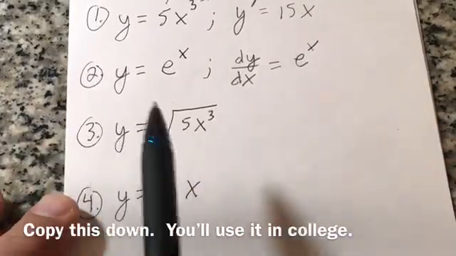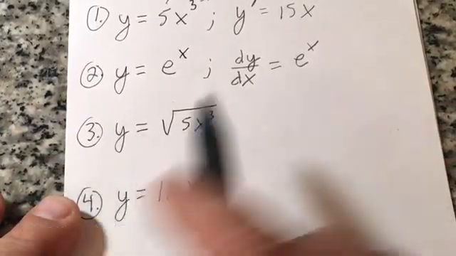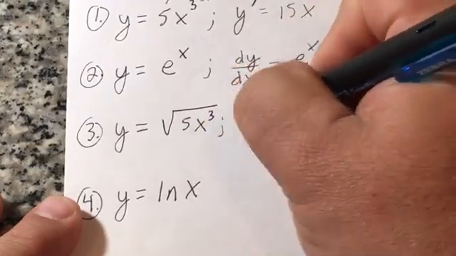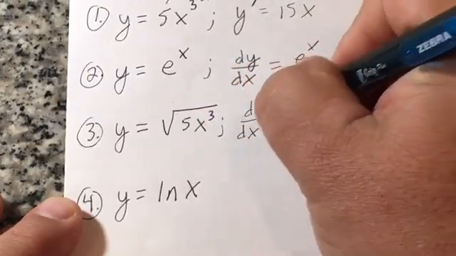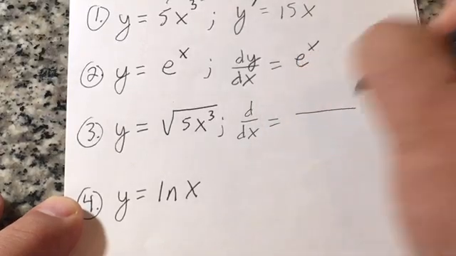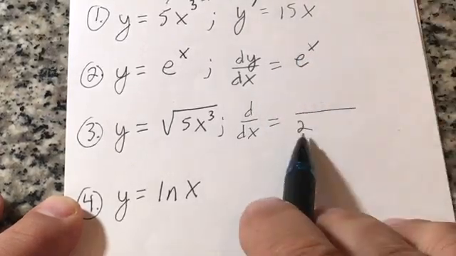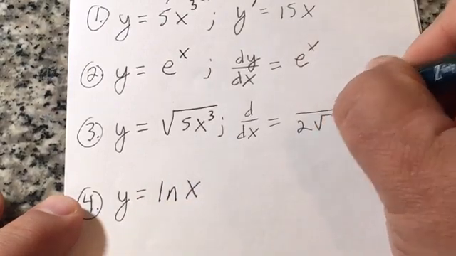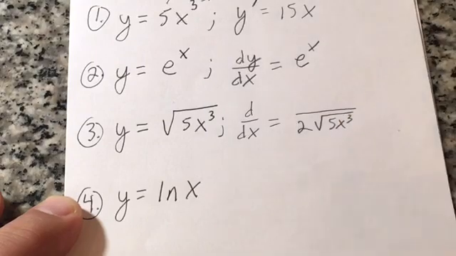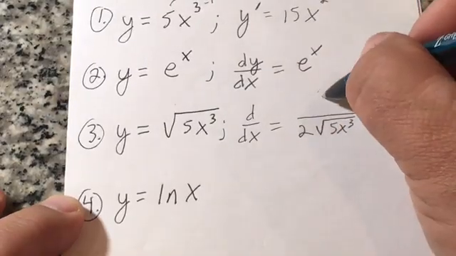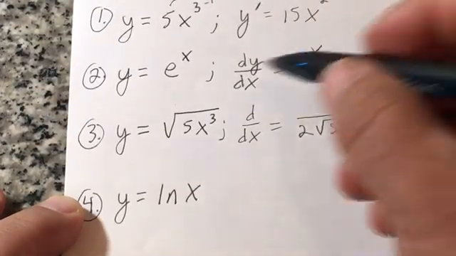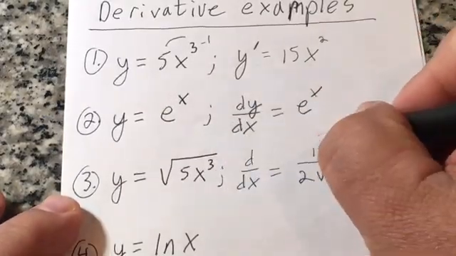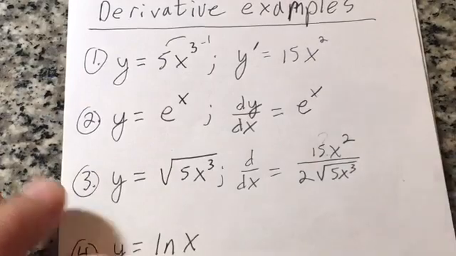This one, there's a move to. I don't want to do all the rules for it, so there's a little move. So d dx, another way to say that you're taking the derivative, equals, all you got to do is write down a 2 underneath the fraction bar, and then copy that down. Square root 5x cubed. And now you might be wondering what goes on the top. And what goes on the top is the derivative of 5x cubed. So the derivative of 5x cubed is 15x squared.